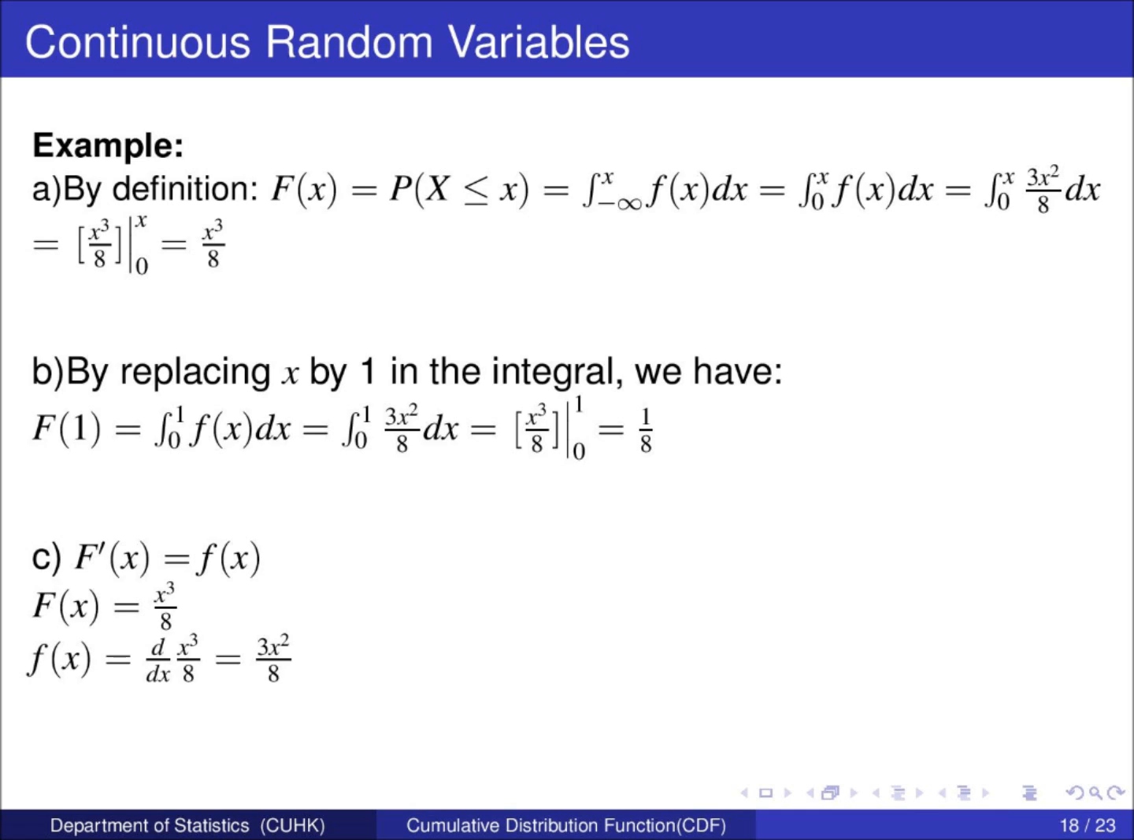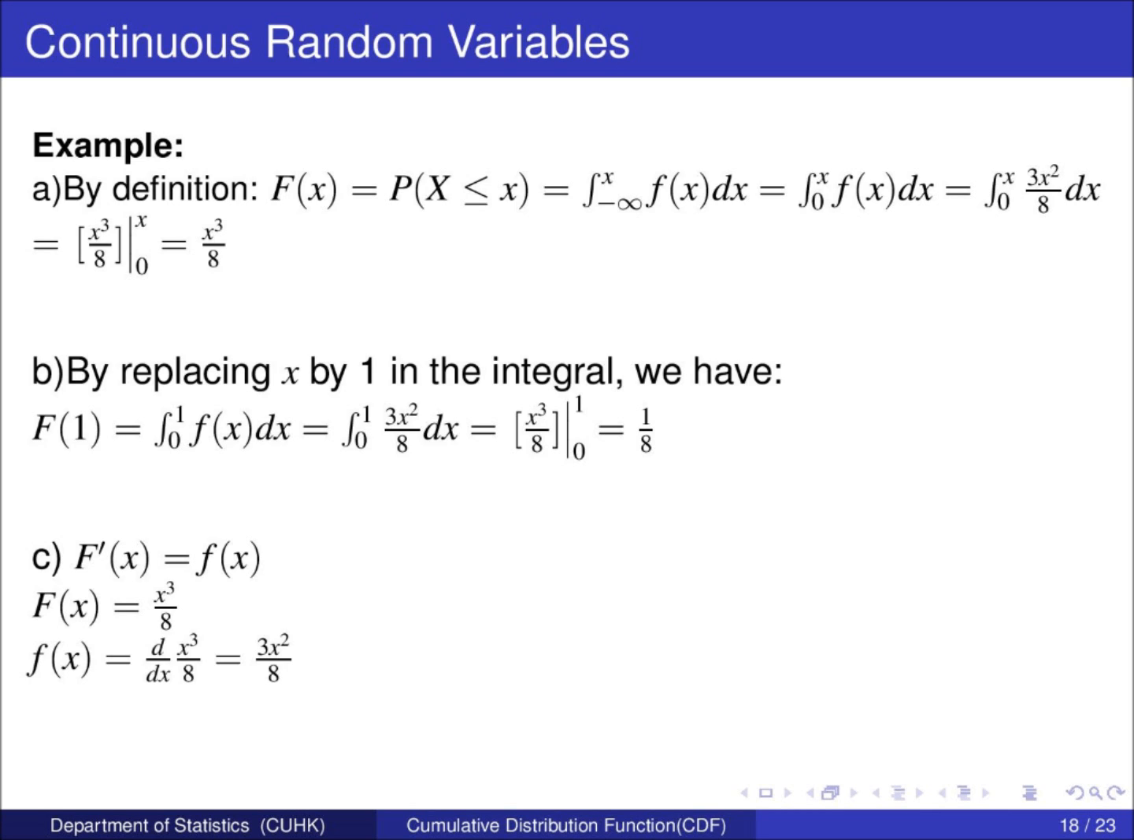For part A, from the definition, we know the CDF is equal to the integral of f(x) dx, where f(x) is the function. So we can substitute the function, which is equal to the integral of 3 times x squared over 8 from 0 to x dx. By simple integration, integrating x squared dx gives x cubed over 3, and the 3 will cancel with the 3 in the constant, so we get x cubed over 8, with the limit from 0 to x. So the CDF is equal to x cubed over 8.